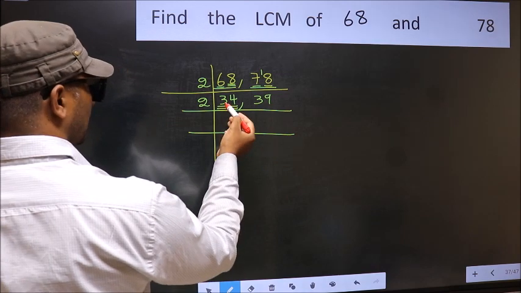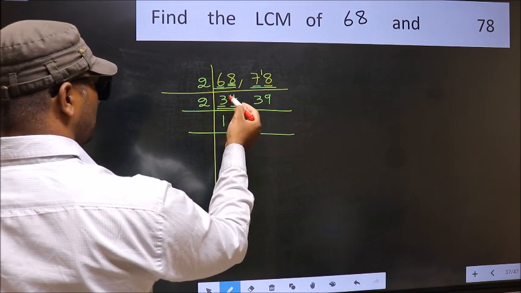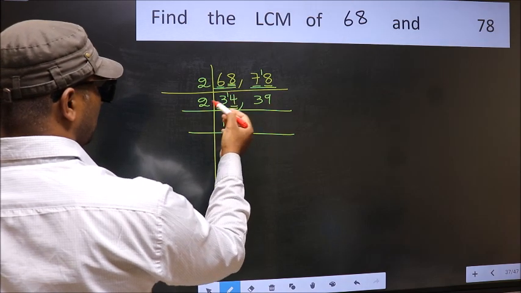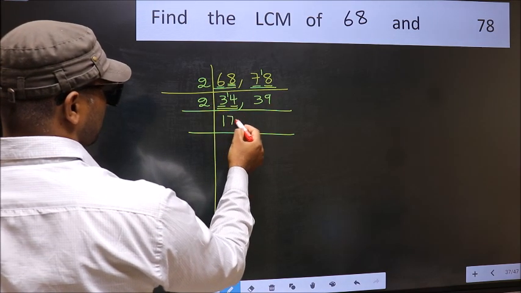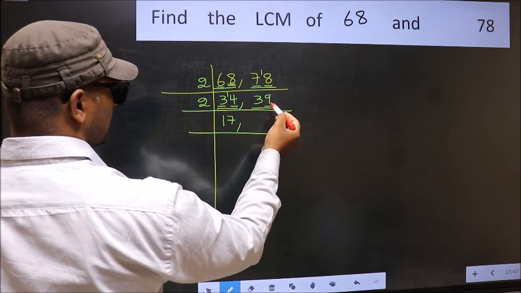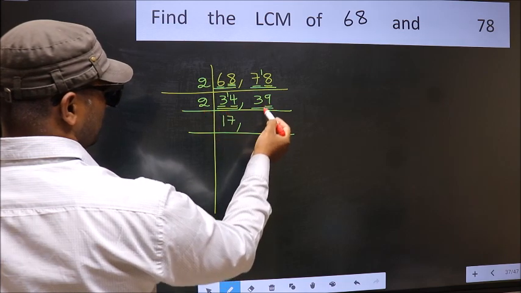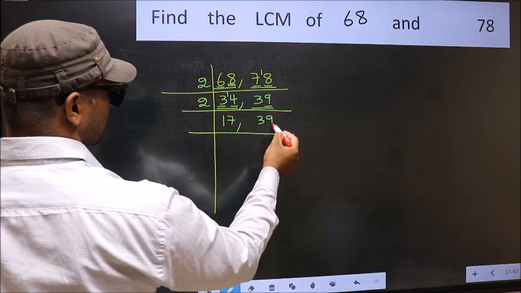Now 34, last digit 4 is even, so take 2. First number 3, a number close to 3 in the 2 table is 2 1s are 2. 3 minus 2, 1, 1 carried forward, 14, when do we get 14 in the 2 table? 2 7s are 14. The other number 39, last digit 9 is not even, so this is not divisible by 2. So you write it down as it is.